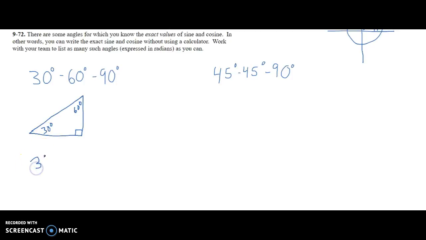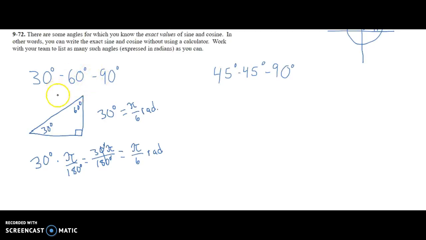Well, to convert that, we have 30 degrees, and we can multiply by pi over 180 degrees, and that simplifies to 30 pi over 180 degrees. The degrees are going to cancel each other out, and then as we simplify this a little further, we get pi over 6 radians. So 30 degrees is equal to pi over 6 radians.